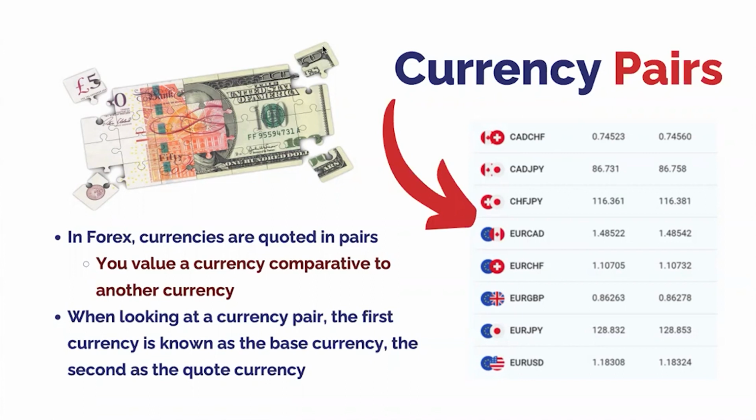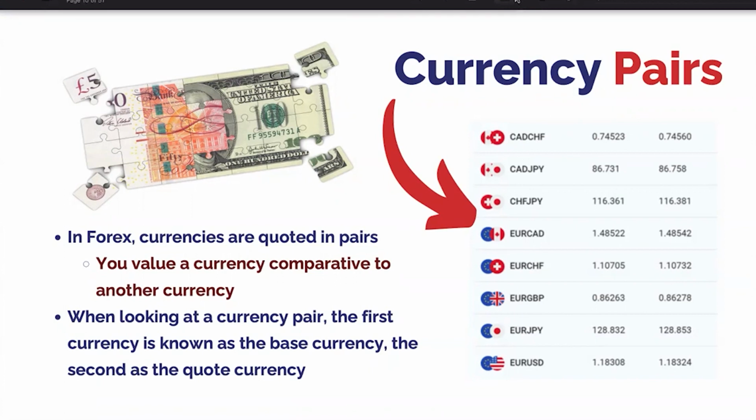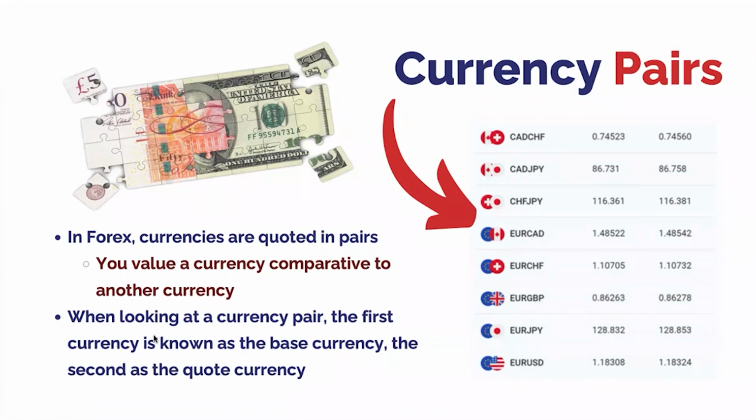But when looking at a currency pair, this is important information for those of you who have never traded Forex before. When we're looking at a currency pair, the first three letters of that pair are known as your base currency. If we take the top one, for example, we've got the CAD versus the CHF, the Canadian dollar versus the Swiss franc. The CAD, the first three letters, that's your base currency, and that is what you're going to trade on. You're going to decide whether you think that the Canadian dollar is going to go up or down in comparison to its quote currency, which are the second three letters.